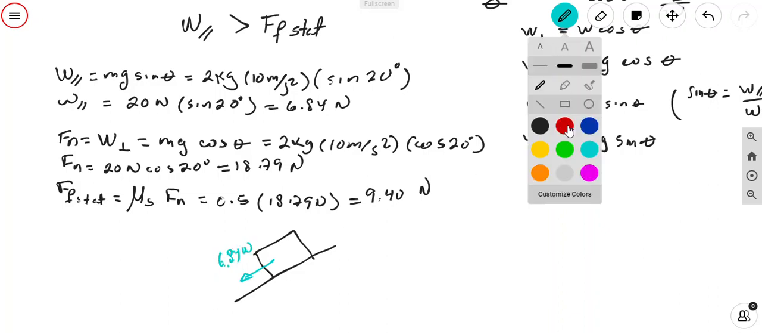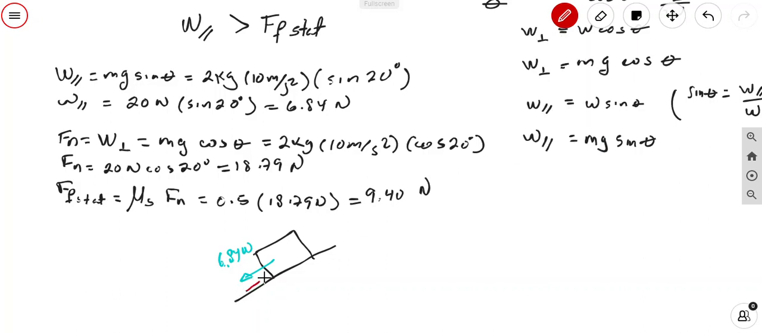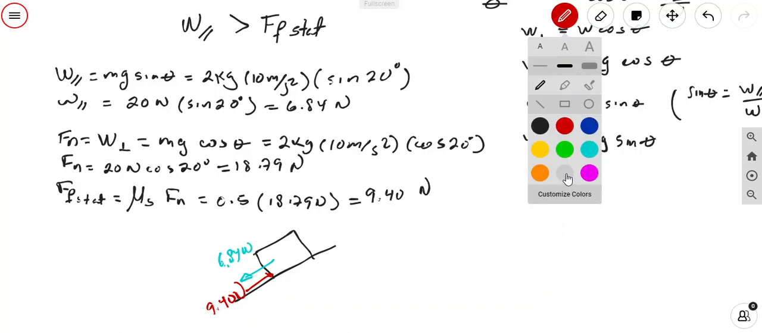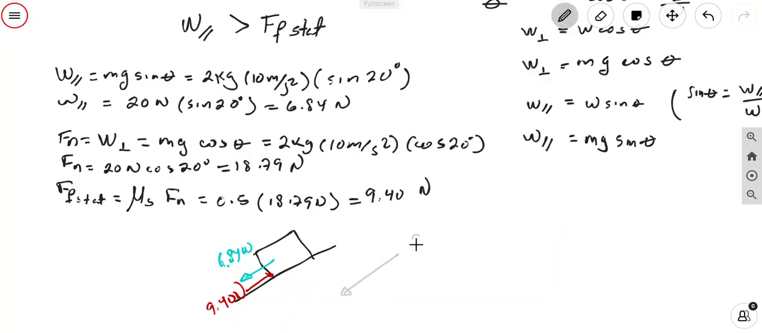And there is a force like this one, that is the force of friction, that has a magnitude of 9.40 newtons. So in front of the question, if this block is going to slide down the incline, we can say that no, because the force of friction is still greater than the force that is going to make this block slide down. That is basically the parallel component of the weight.